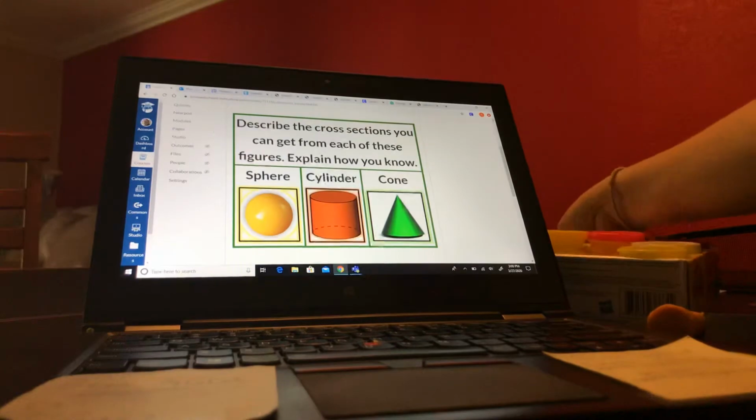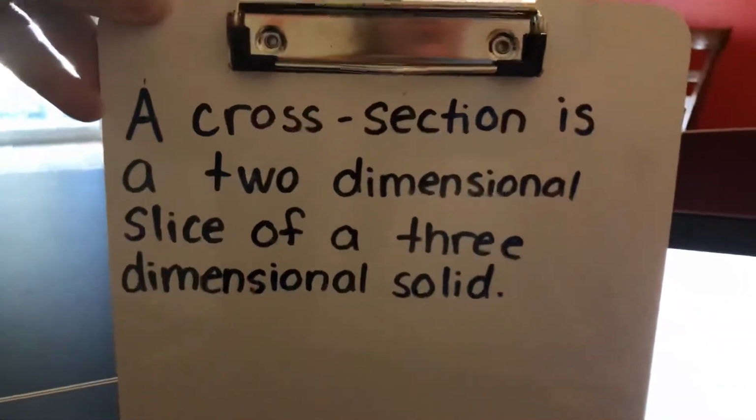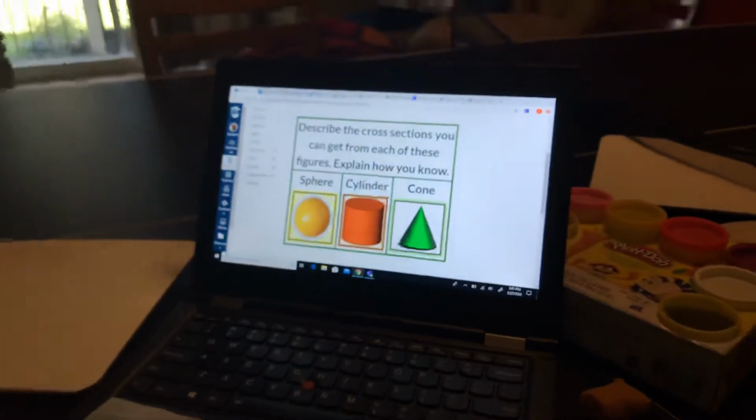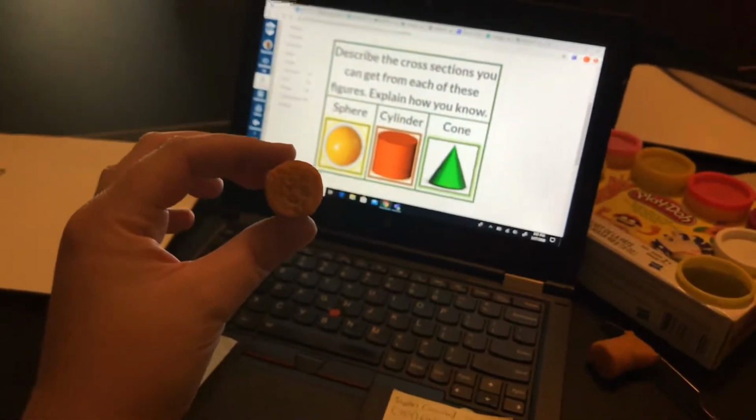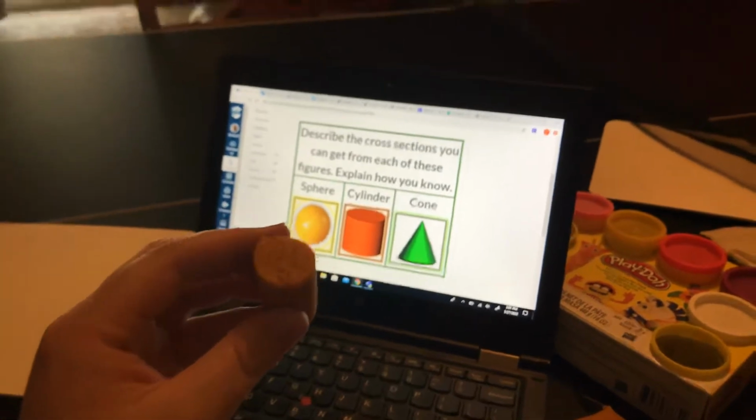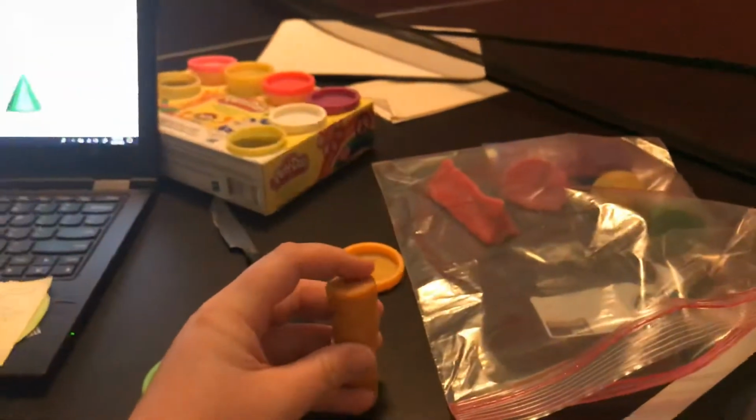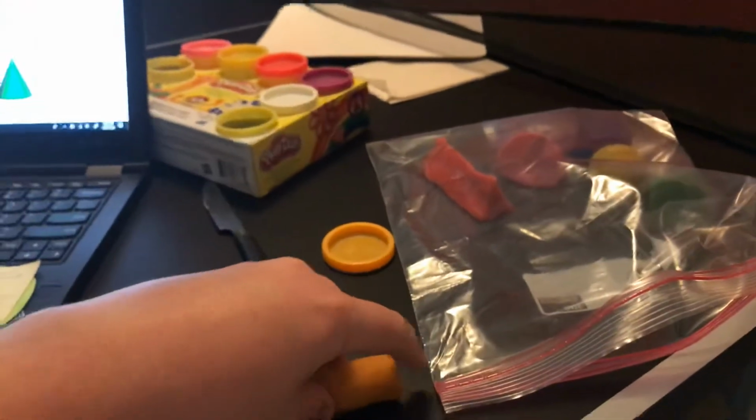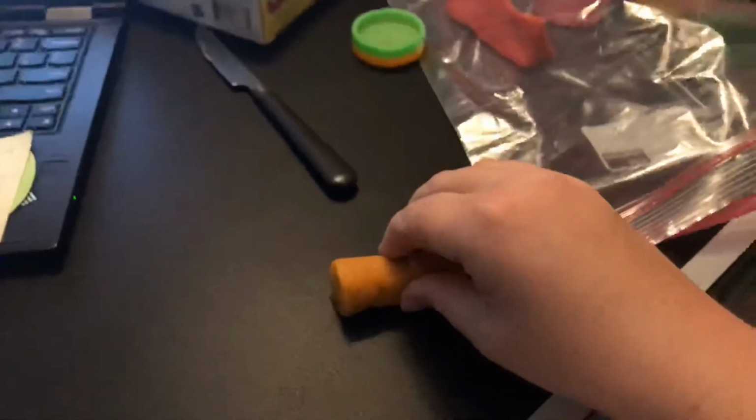Okay, so going back to what we just said, a cross section is a two-dimensional slice of a three-dimensional solid. So in this case, our cylinder became a circle. Now, the same cylinder that we just had, I put that back together, it's Play-Doh, rebuild it. Had I cut that cylinder the other way, it could become a different shape.